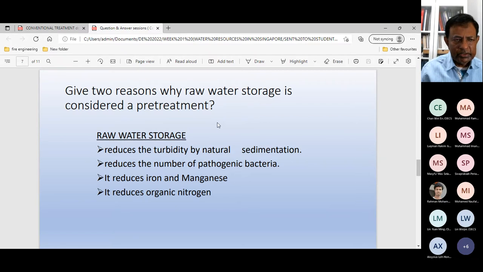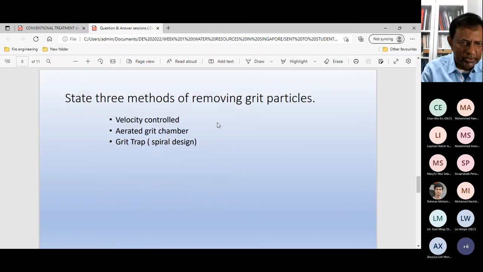So raw water storage is one of the pre-treatment methods to reduce the natural turbidity and pathogenic population, by oxidation of iron and manganese, and also reduction of organic nitrogen will also take place in raw water storage. State three methods for removing grit particles. Grit particles can be removed in velocity controlled grit channels, aerated grit channel chambers, and also grit traps, which is a spiral design. I will explain them later, but these are the three methods.